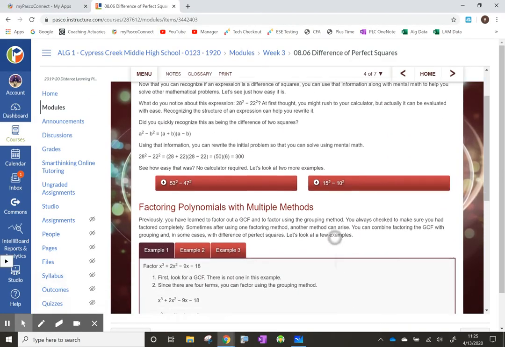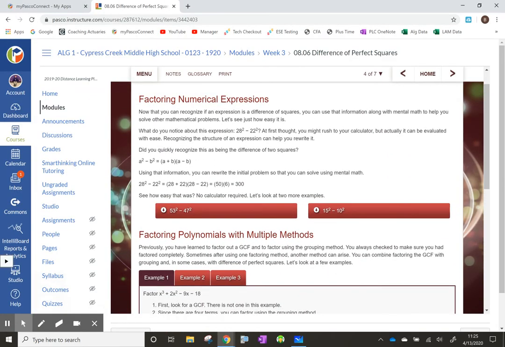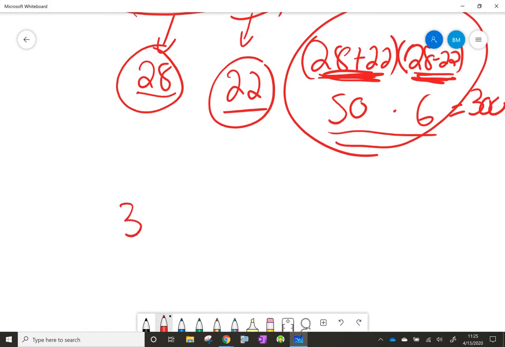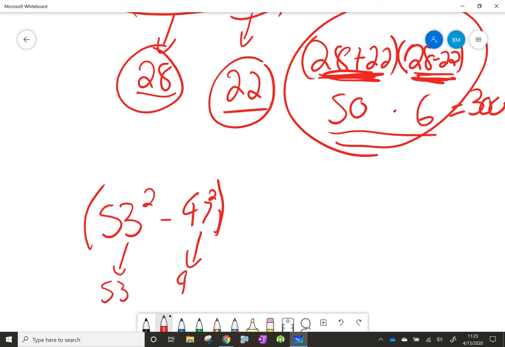So let's see if there's another example. It's got the 53 squared minus 47 squared. So 53 squared minus 47 squared. Again, the squared already there means that the square root of it will just be the basic number, 53 and 47, right?